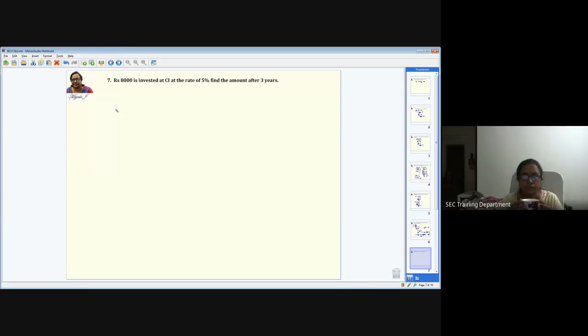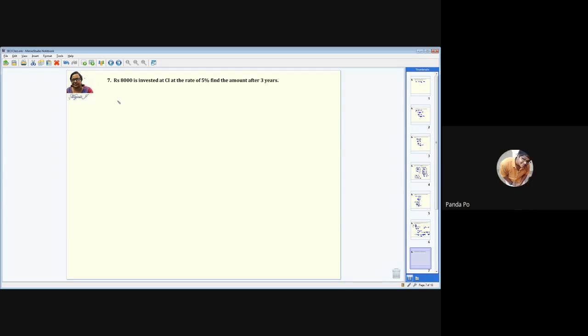Rupees 8,000 is invested in compound interest at the rate of 5%. Find the amount after 3 years. So you have the formula. It is a direct formula application. So what will you get? What's the formula? PNR by 100. Compound amount.